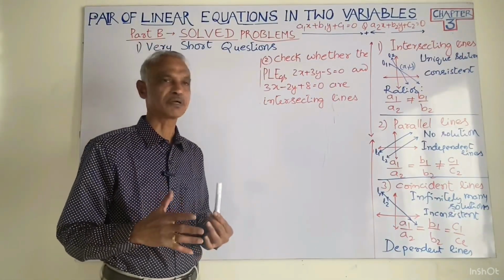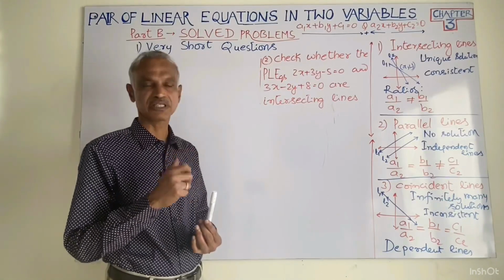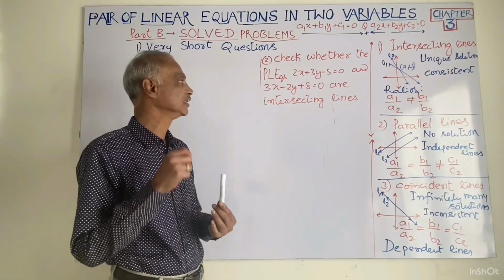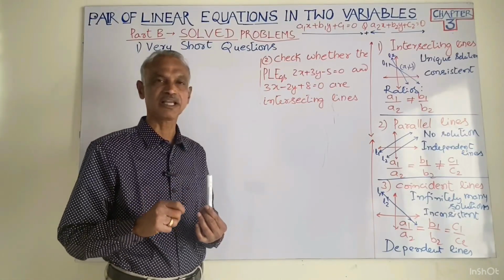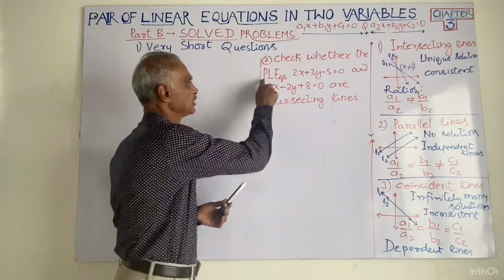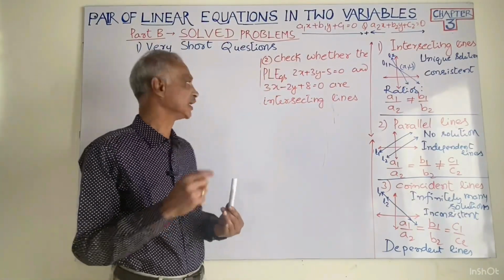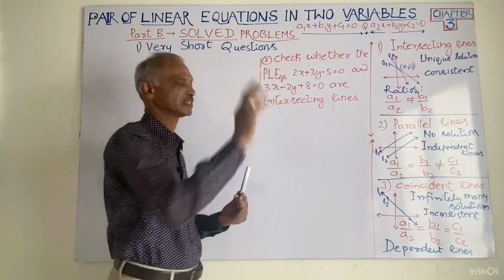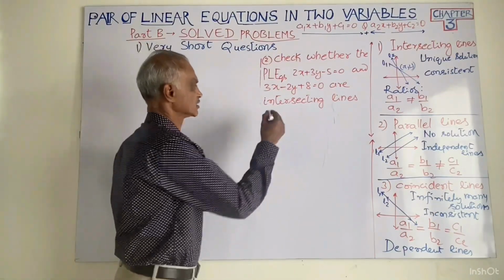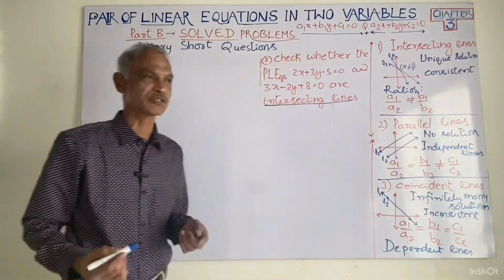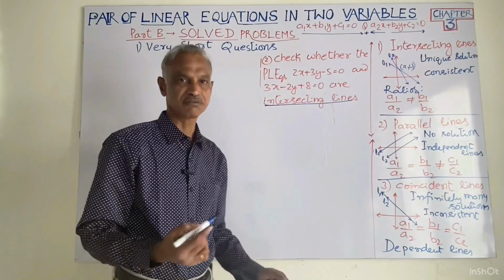What is the second problem? Check whether the pair of linear equations 2x + 3y - 5 = 0 and 3x - 2y + 8 = 0 are intersecting lines. From now onwards, I will write PL equations to mean pair of linear equations. Now, for intersecting lines, what is the condition? The condition is A1 by A2 is not equal to B1 by B2.